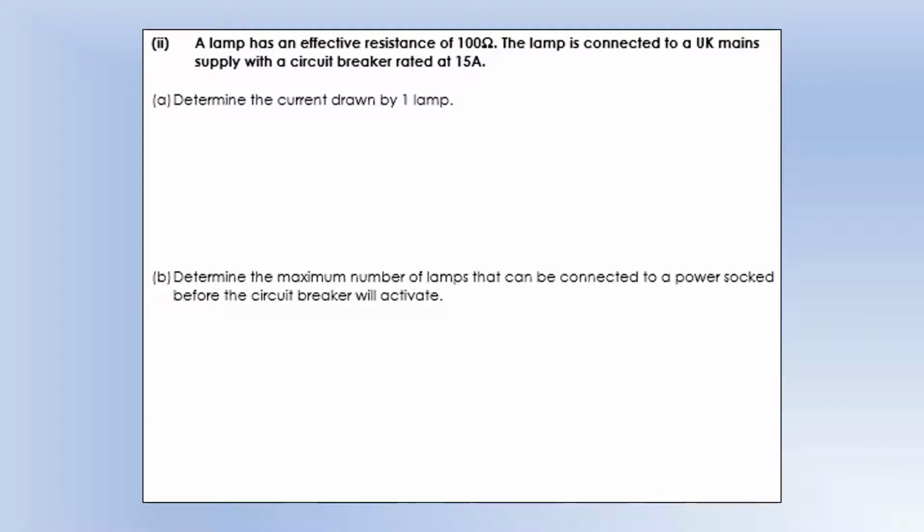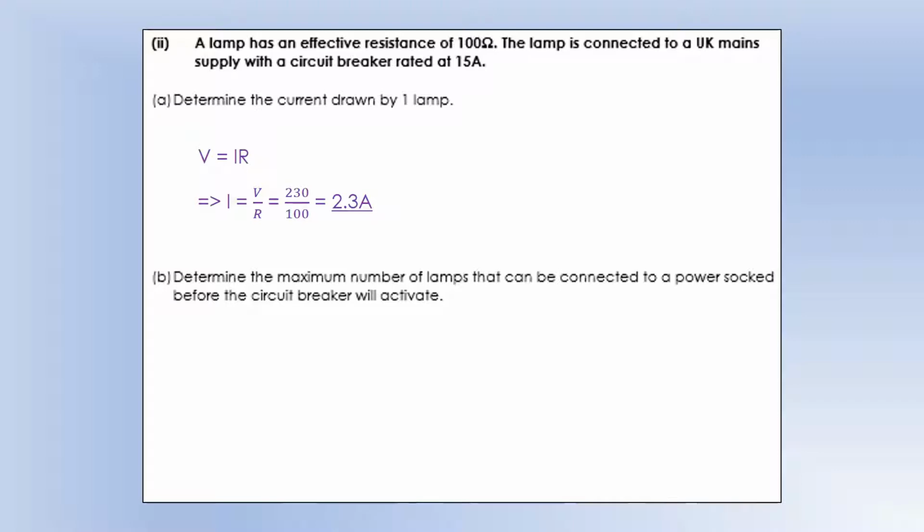Okay, so a lamp has an effective resistance of 100 ohms. The lamp is connected to a UK mains supply with a circuit breaker rated at 15 amps. Determine the current drawn by one lamp. As we've got the resistance and we know the EMF we get from a UK mains supply, we can rearrange this equation to figure out the current. Doing V over R gives us 2.3 amps per lamp connected.